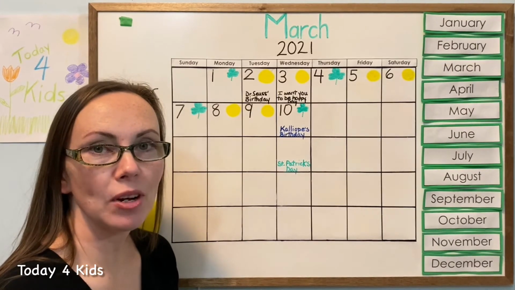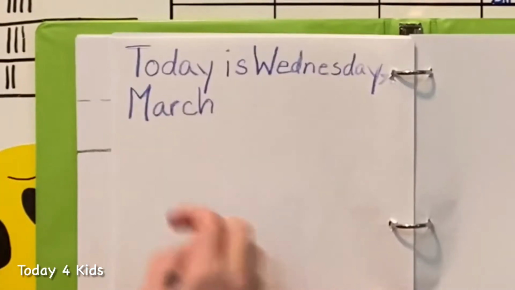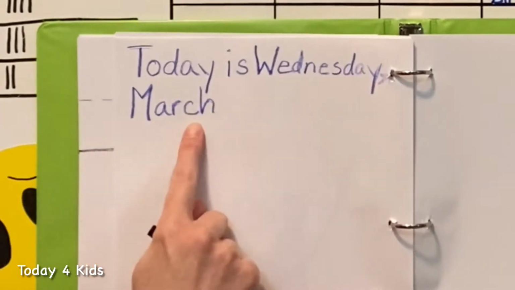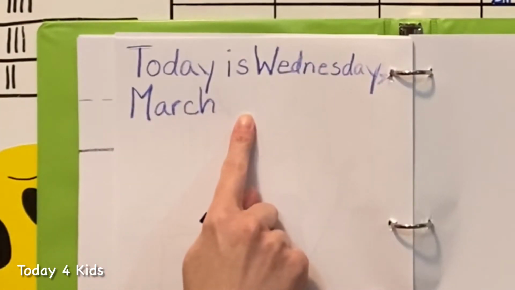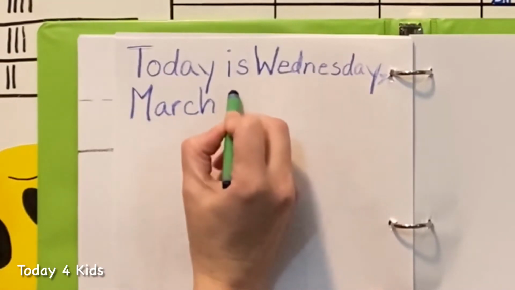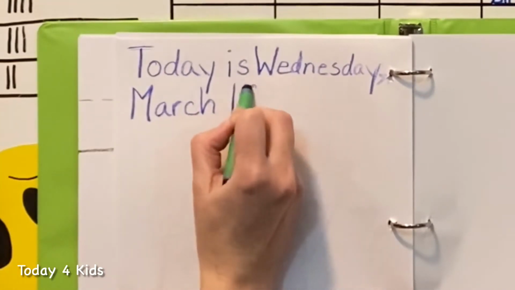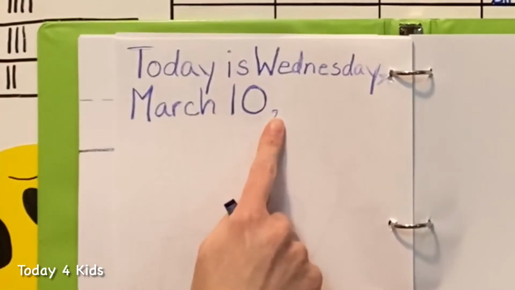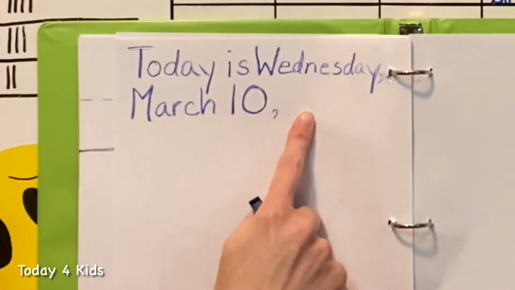Let's put the number into the sentence in our agenda. Today is Wednesday, March 10th. So when we count, we say 10, but when we put it into our calendar, we say 10th. Can you try that with me? Say 10th. Good job. So we'll put a 1 and a 0 for 10, and then a comma, and that comma reminds us to pause before we say the year.